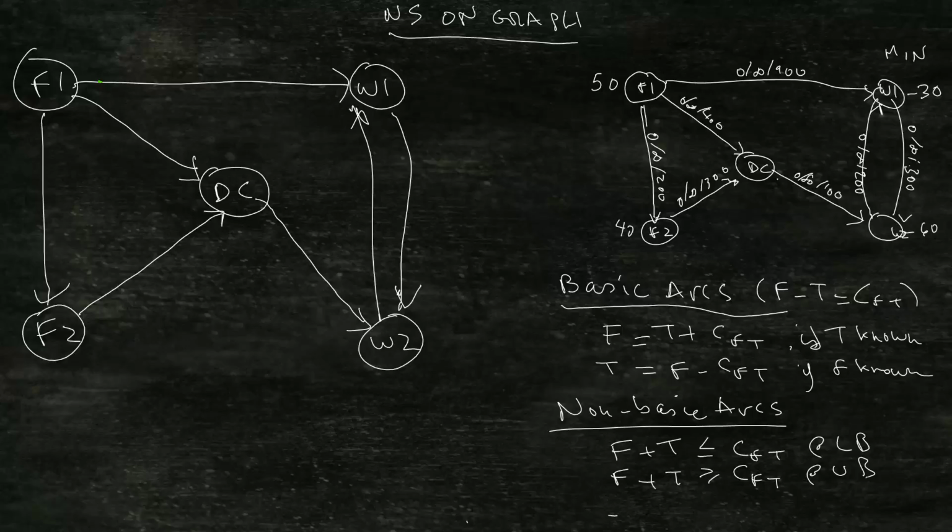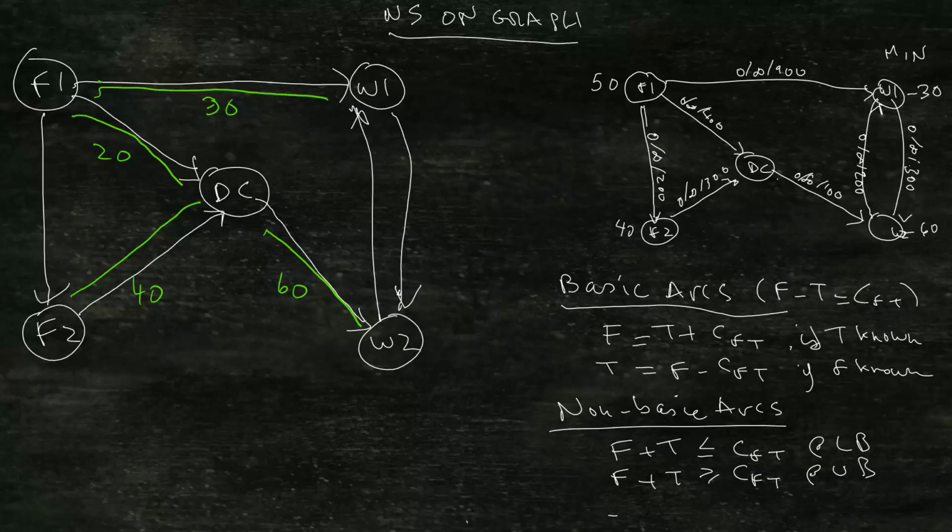So to begin with, we need to know the initial basic feasible solution, and we'll go with the same one as we had before. And if you recall, we had 30 units flowing here to satisfy W1. We had 20, which is the rest of the 50. We had 40 here, and we had 60 here. So this is a spanning tree, all within bounds. Conservation of flow is met.